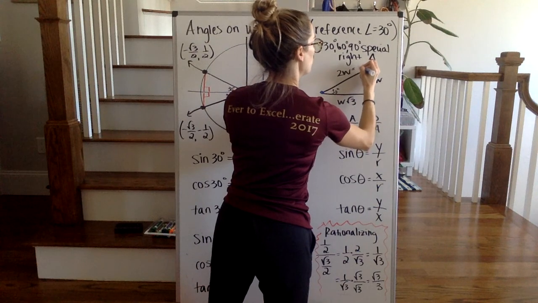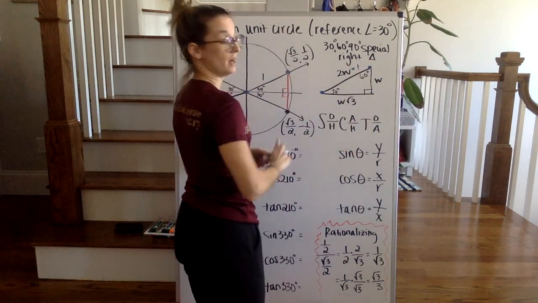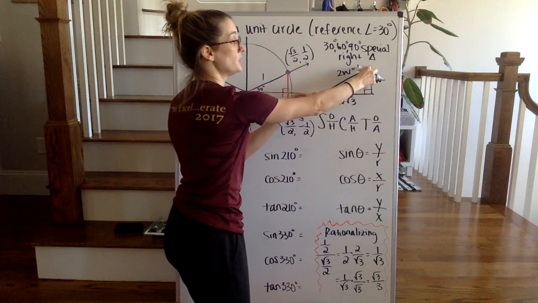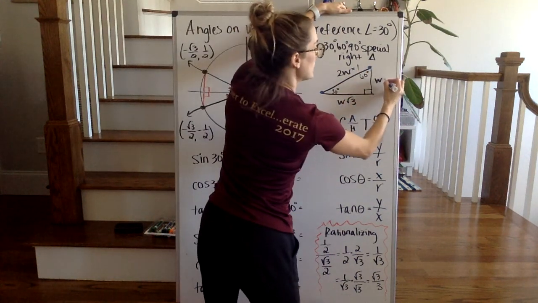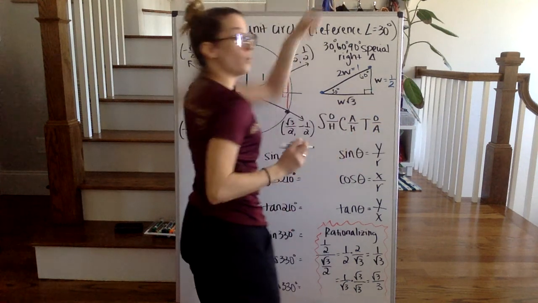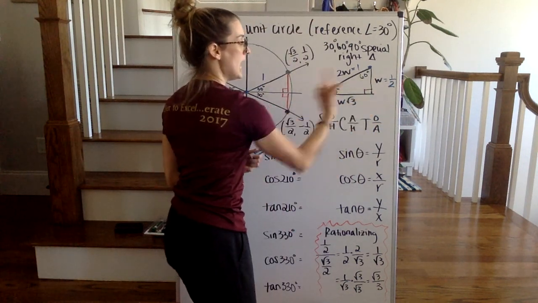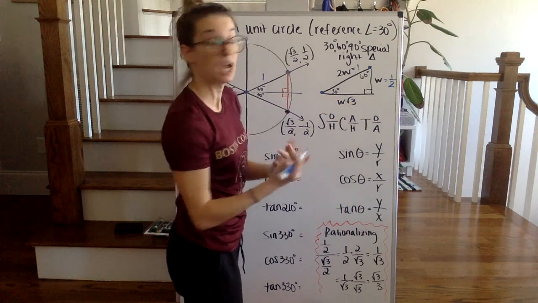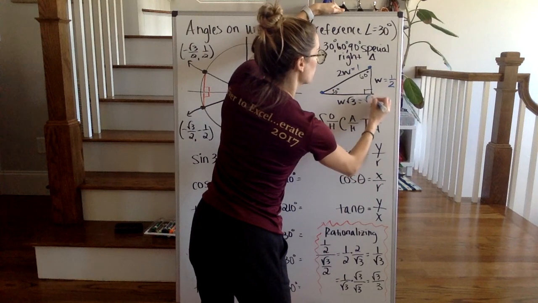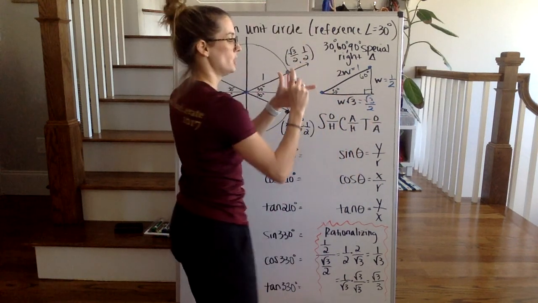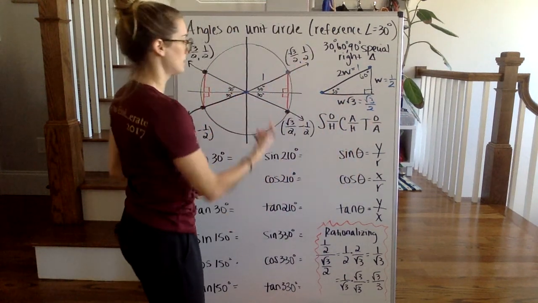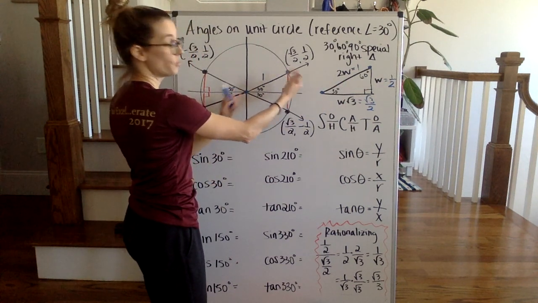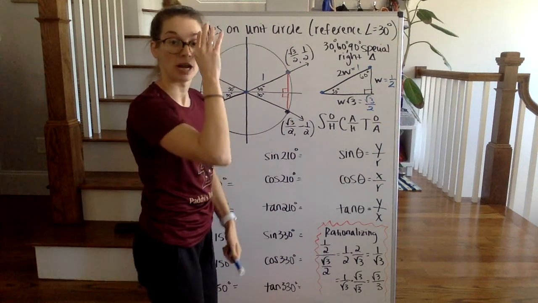So that means 2W is equal to 1. If the hypotenuse of this triangle is 1, that means that W is 1/2. That's this distance here. And likewise, that means this distance here is 1/2 root 3. 1/2 times root 3. And I'm going to write that as root 3 over 2. So I actually know the lengths of the 3 sides of this triangle because I know the radius of the unit circle is 1, and therefore I know the hypotenuse of that triangle is 1.